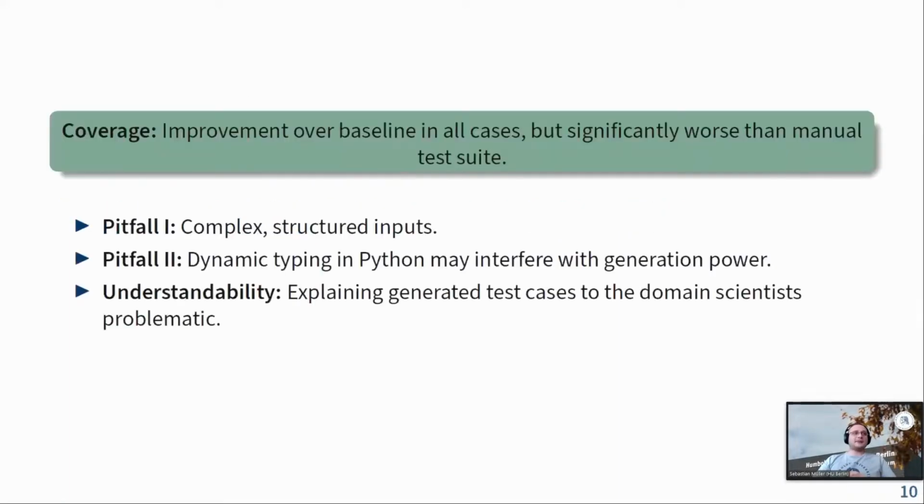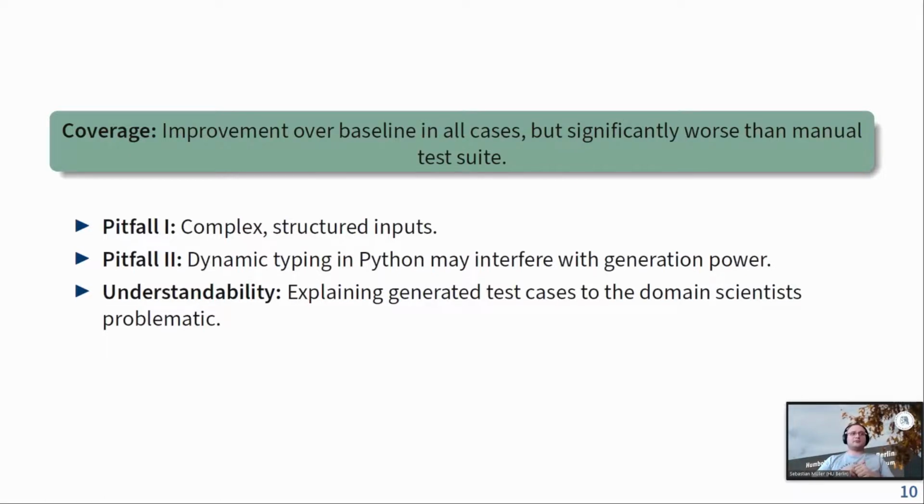What did we see? In our study, we found that while all of the approaches managed to provide an improvement over the baseline in all cases, we also noted it was significantly worse than the manual test suite. And the manual test suite, creating that in 8 hours of work, didn't actually take too long for a system that was rather complex. So what might be the pitfalls in practical use?